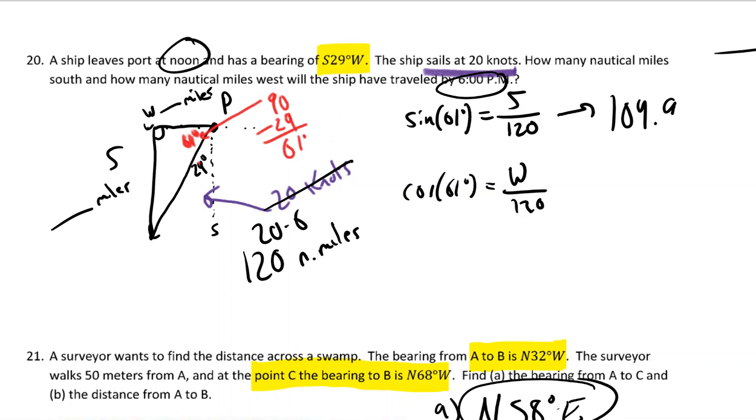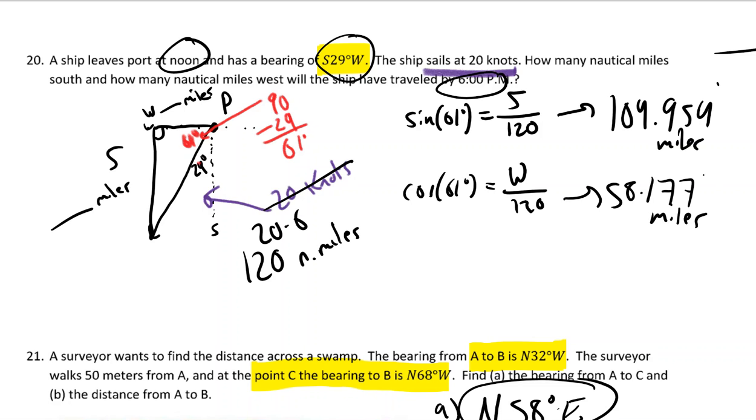Yes, Kai? How did you know to subtract 29 from 90? Because of my picture here, to use SOHCAHTOA, I need an angle in the right triangle. This 29 came from here, the bearing. And then these two make up a whole quadrant, so they had to make a right angle. Okay. Yeah, but it was not given to us. We just had to see that we needed that and then reason it out.